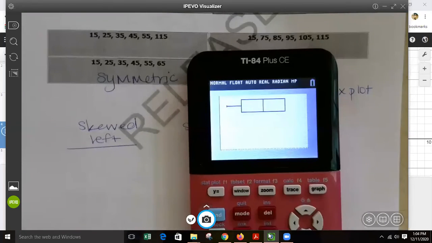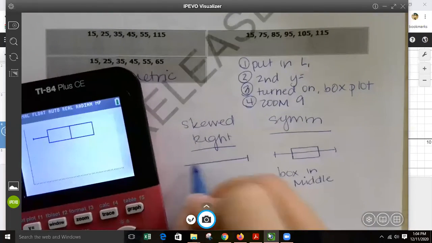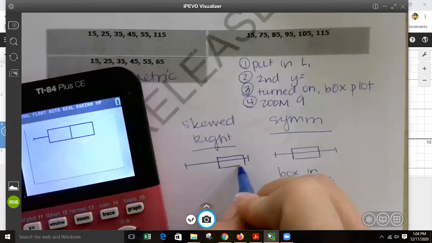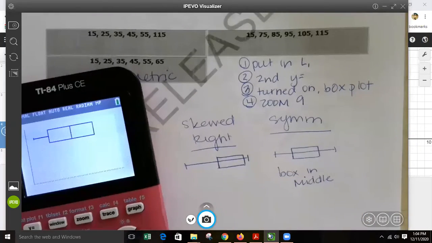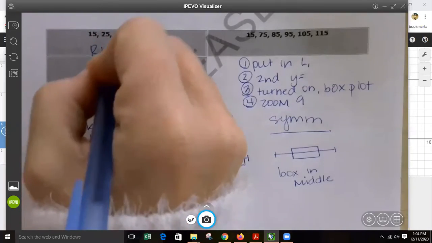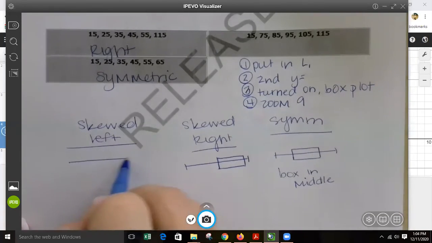Which way is the box? You see how it slid to the right? Does everybody see that? So right skewed puts the box on the right. So what do you think the left skew does? Puts the box on the left.